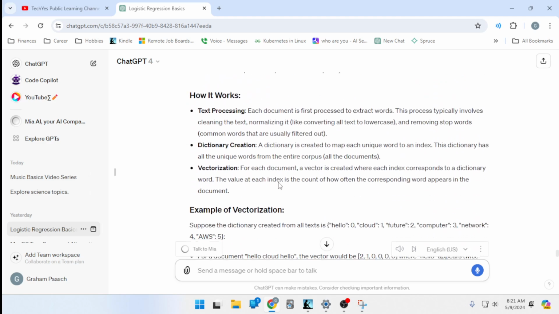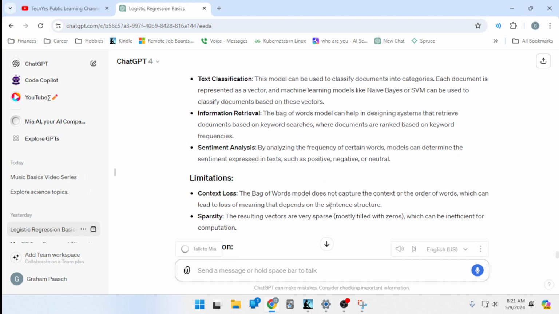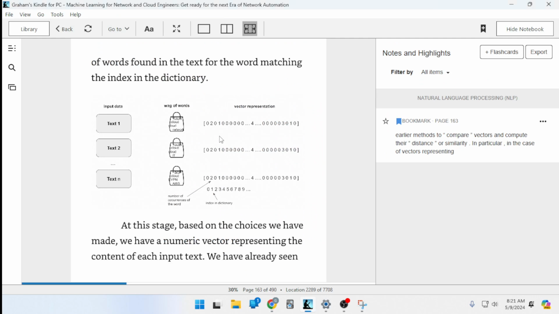Practical applications. Text classification. This model can be used to classify documents into categories. Each document is represented as a vector, and machine learning models like Naive Bayes or SVM can be used to classify documents based on these vectors. Information retrieval. The bag of words model can help in designing systems that retrieve documents based on keyword searches, where documents are ranked based on keyword frequencies. Sentiment analysis. By analyzing the frequency of certain words, models can determine the sentiment expressed in text, such as positive, negative, or neutral. Limitations. Context loss.